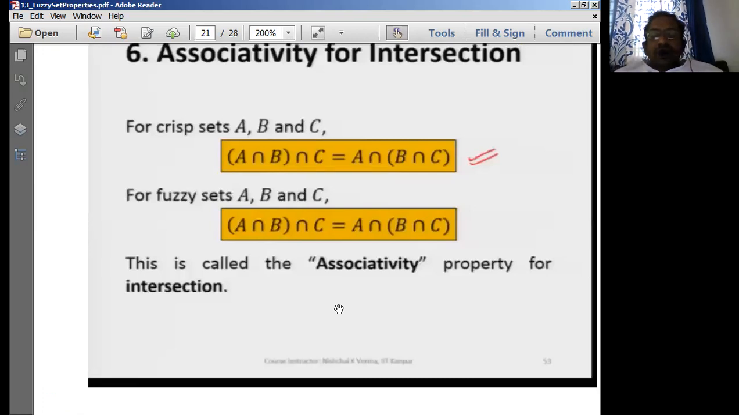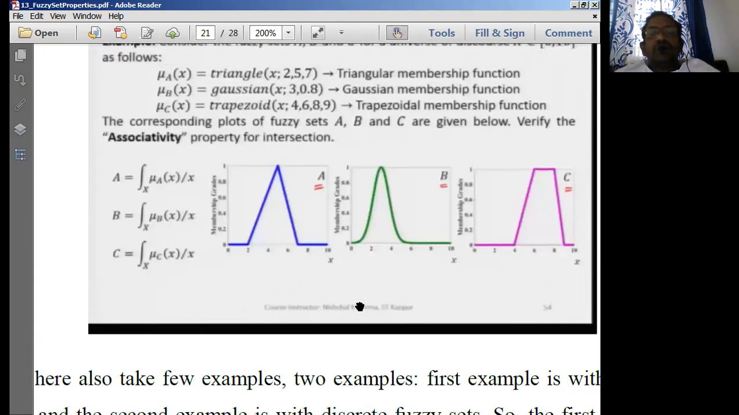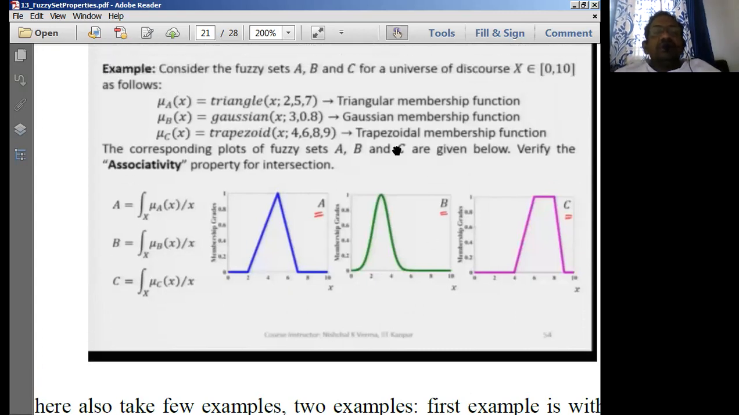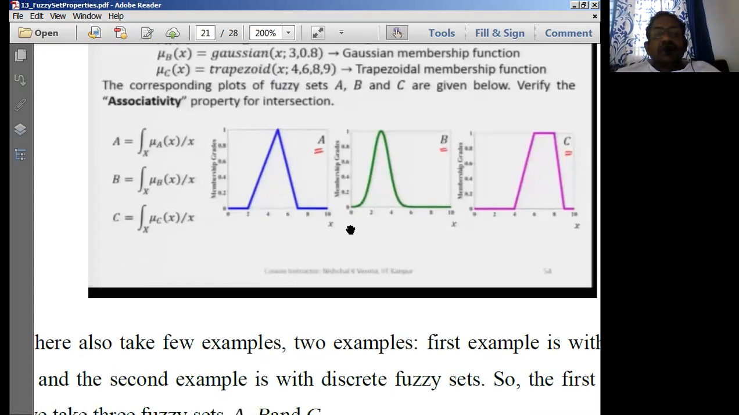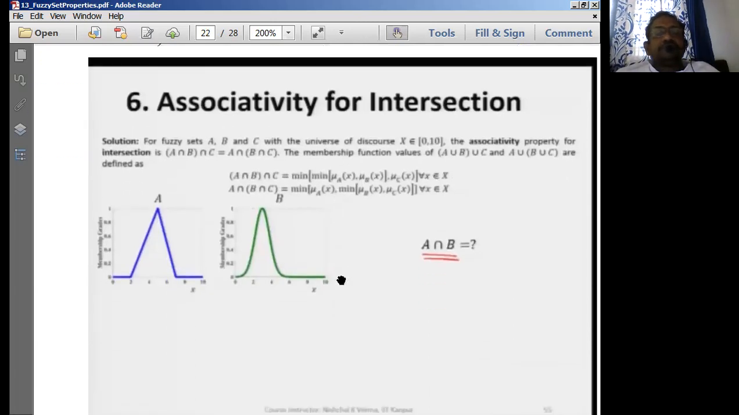Next, last case is going to be the associativity for intersection. A intersection B intersection C is equal to A intersection, B intersection C. So this also should hold good. Okay, let us start looking into the intersection point. Once again, we'll take the same membership functions for A, B, and C, and we'll just test this for the associativity for intersection.